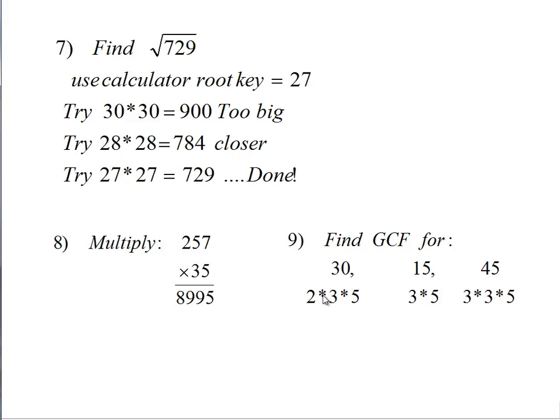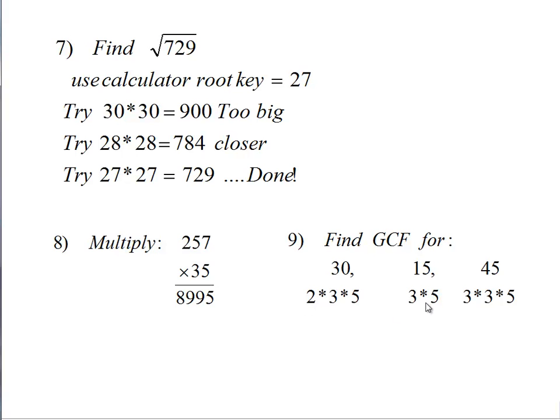And it should go once, then you should have 3 and 5. 15 is 3 times 5, and 45 is 3 times 15. Then you can divide by 3 again, and then you have 5 left. Now I want the biggest number that they have in common.